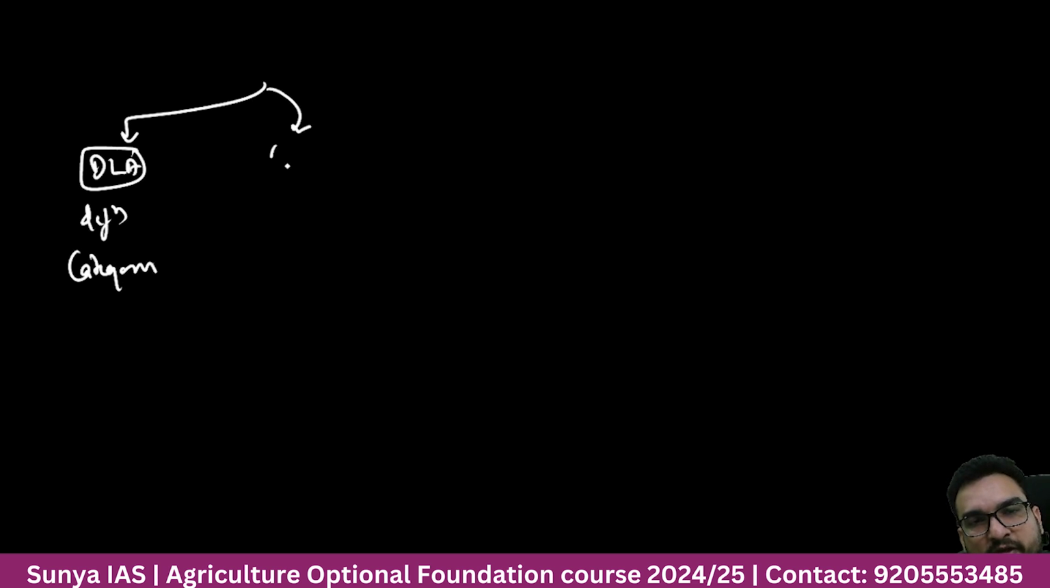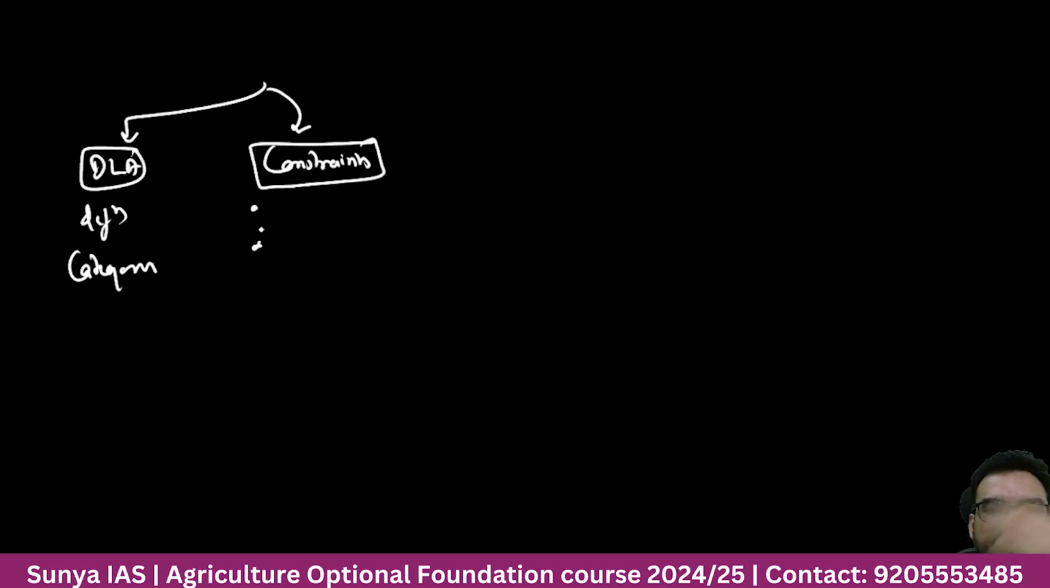Just wait. Dryland agriculture definition, categories you have seen, right? Then you went for the constraints. This board is difficult to write on, guys. Really sorry for the handwriting, but I'm just revising it.